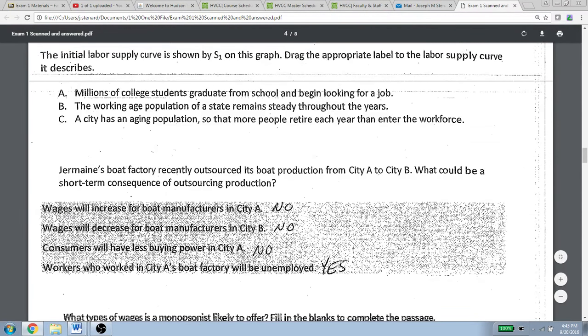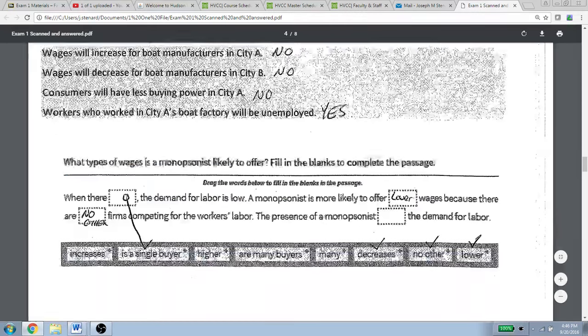No, it's actually going to be an increase for wages in City B because there's more business in City B, less in City A. Consumers will have less buying power in City A? No, that won't happen either. Probably prices in City A will drop and consumers will have more buying power because of lower prices. Workers who worked in City A's boat factory will be unemployed. True? That's true. Moving right along.